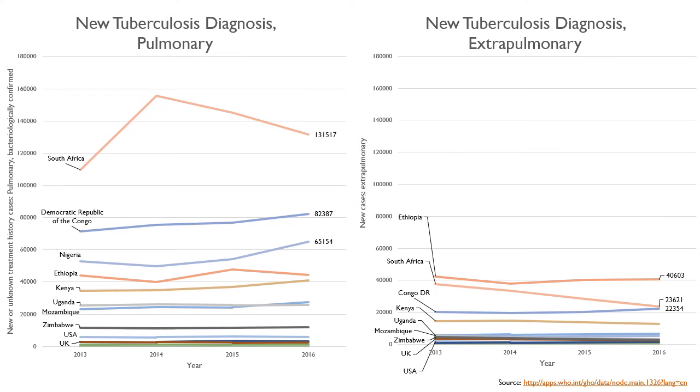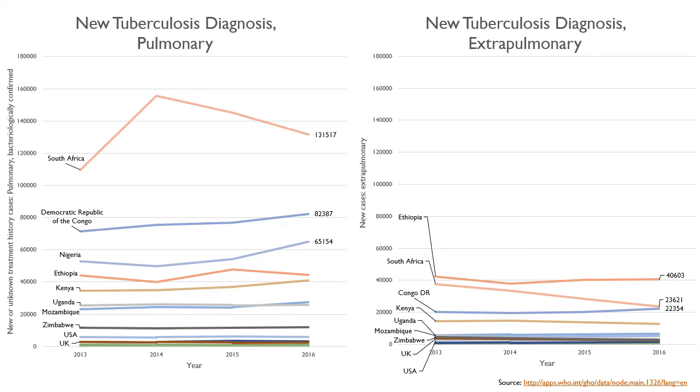So, like I mentioned before, there are two types of TB. There's the pulmonary, and then there's the extrapulmonary. And I just want to make a point, backed up by the data, that pulmonary, as you can see here, for the most part, is way more prominent than the extrapulmonary. So you can see that the top three, South Africa, Congo Democratic Republic, and Nigeria, are way higher than the top three for the extrapulmonary, so Ethiopia, South Africa, and Congo again.